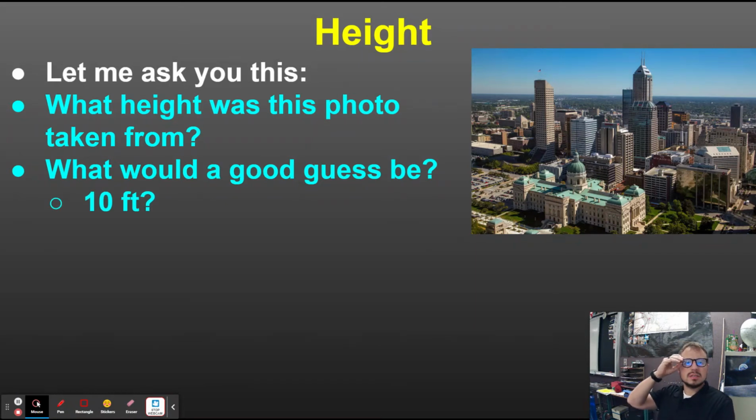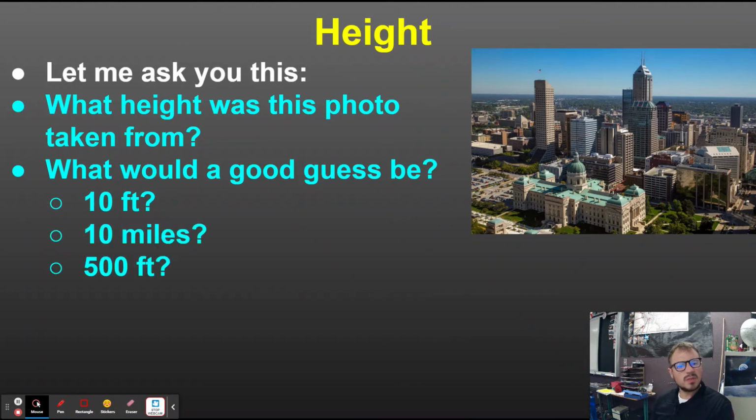Probably say no, this photo was taken at too high of a height to be 10 feet. What about 10 miles? Well, 10 miles would be too high. I know it wasn't taken from 10 miles. Would 500 feet be right? Yeah, I'd probably say so.